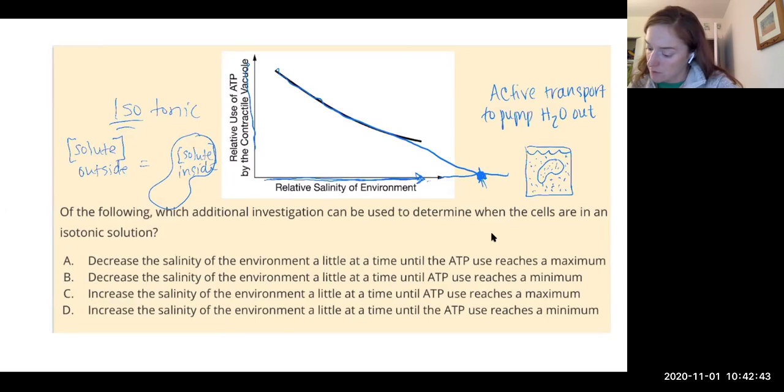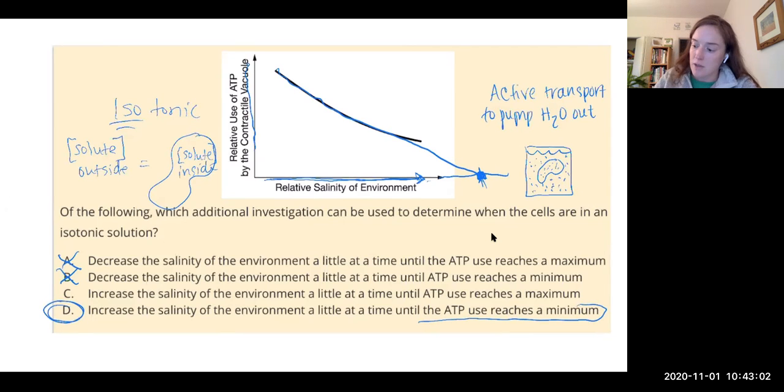So we can rule out A and B because they talk about decreasing the salinity. And then of our choices, C or D, we want to increase the salinity a little at a time until ATP use reaches a minimum, because that tells us where the contractile vacuole is not having to work anymore. It's not having to pump the water out.